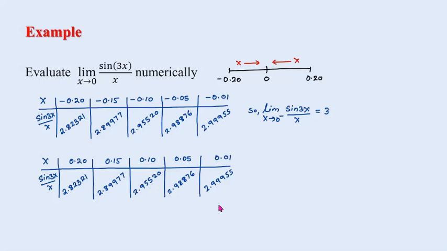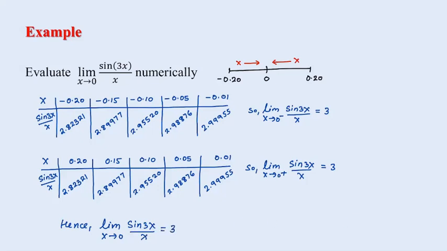So we can write, limit as x approaches 0 from the right of the function sine 3x over x, that is also equal to 3. So clearly you can see that the left-hand limit and right-hand limit are equal. That means this limit exists and is equal to 3. So we can write, hence the limit as x approaches 0 of sine 3x over x is equal to 3.